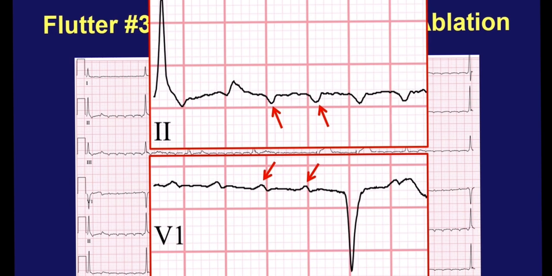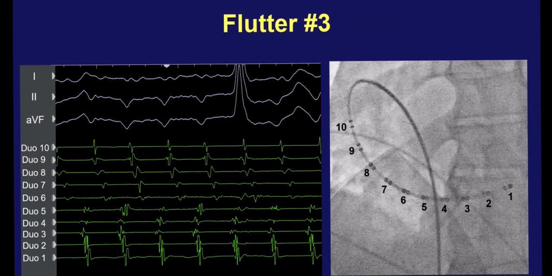Here in lead 2, we see negative flutter waves, characteristic of counterclockwise right atrial flutter, and positive flutter waves in V1. And so we're worried about a recurrence of a flutter that was previously ablated. Here is a duodeca catheter wrapped around the lateral part of the right atrium and extending into the coronary sinus. And let's evaluate these electrograms, again in segments.